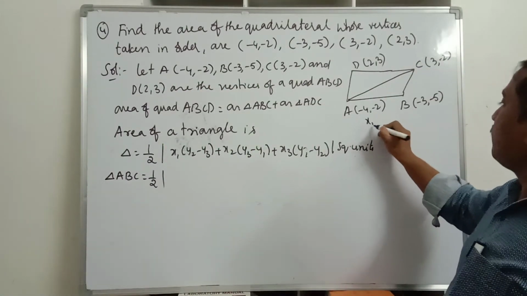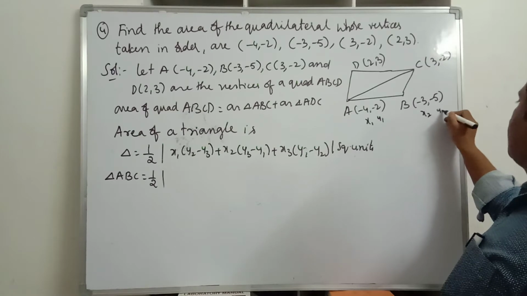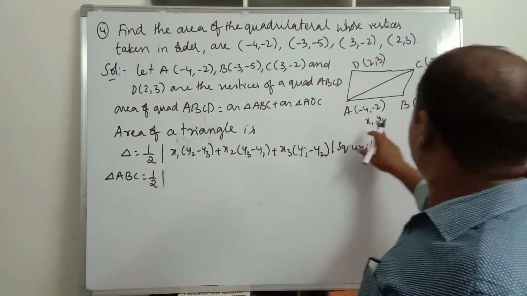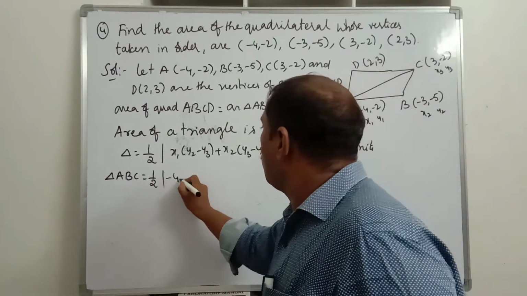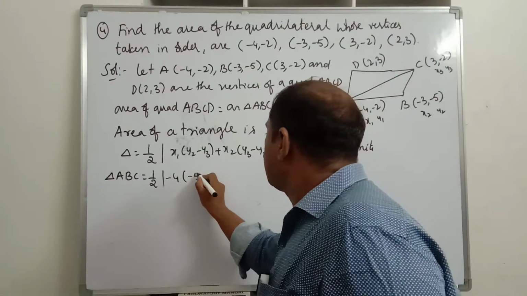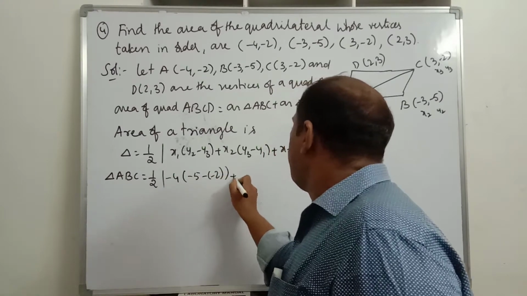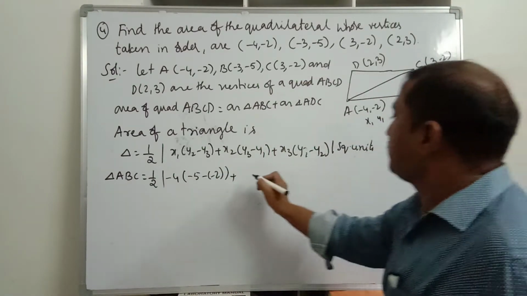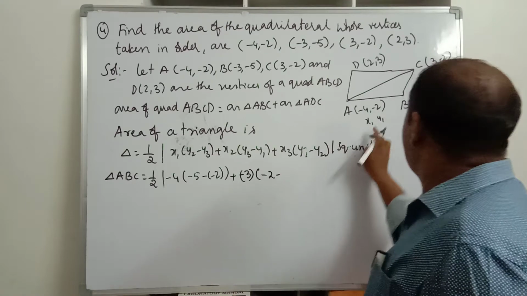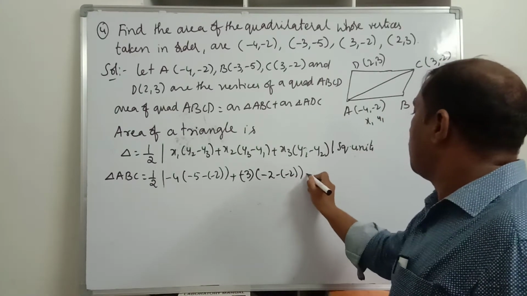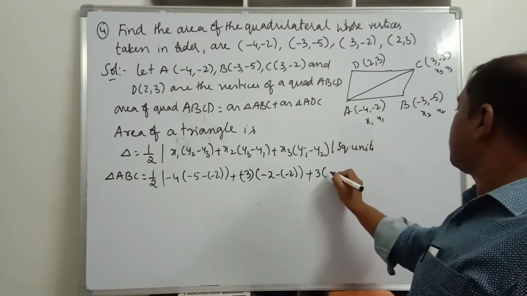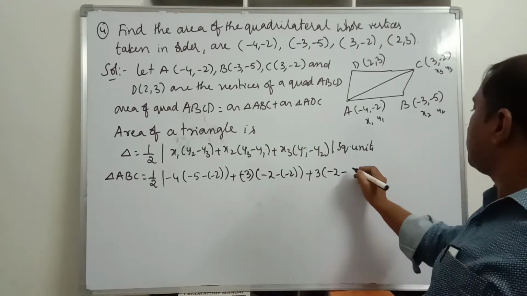A is the first point, therefore it is x1, y1. B is the second point, x2, y2. And C is the third point, x3, y3. Now x1 is equal to what? Minus 4. Minus 4 into (y2, it is minus 5, minus y3, which is minus 2), therefore minus 5 minus of minus 2, plus x2 which is minus 3 into (y3 which is minus 2 minus y1 which is minus 2), plus x3 which is 3 into (y1 minus y2), y1 it is minus 2 minus of y2 it is minus 5.